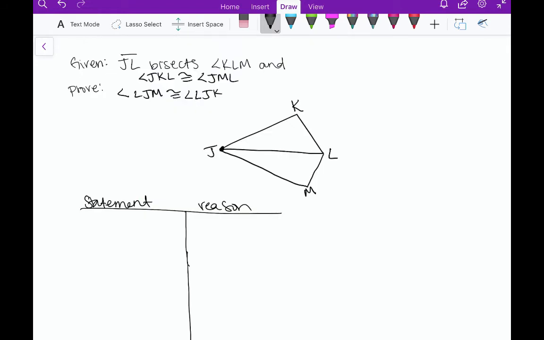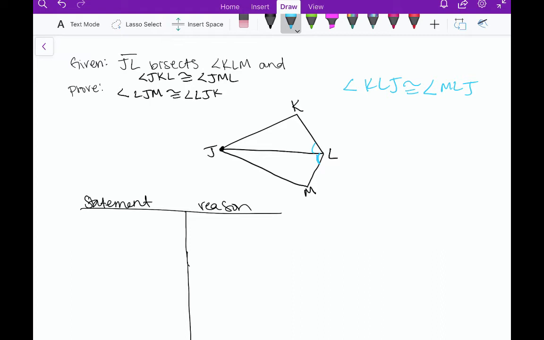JL bisects KLM. What does that mean? That means that I now have two congruent angles. What are the congruent angles? Well, if it's bisecting KLM, then now that angle is congruent to this angle. So in other words, angle KLJ is congruent to angle MLJ, and that's because that's the definition of angle bisector.